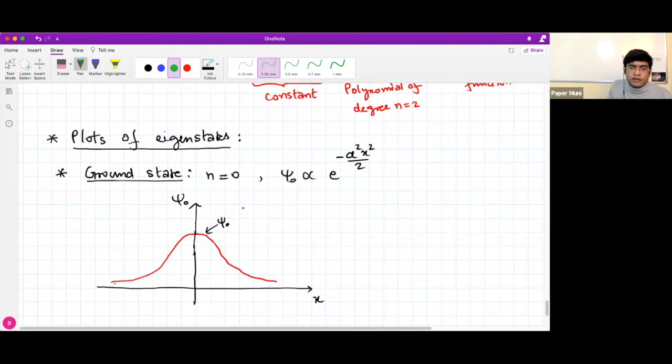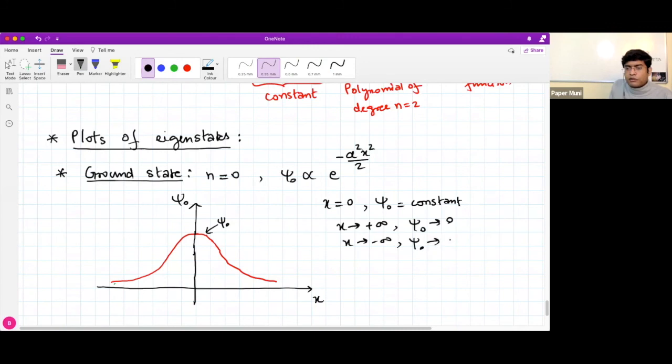Let's write down these things. At x equal to zero, we have psi naught equal to a constant, whatever the normalization constant is. And if we go to x tending to plus infinity, we have psi naught going to zero, and x tending to minus infinity, psi naught going to zero. All right.